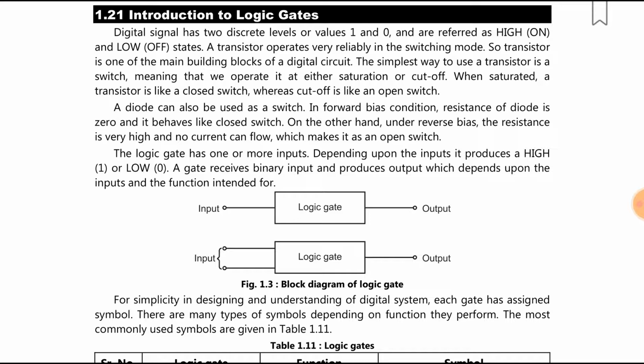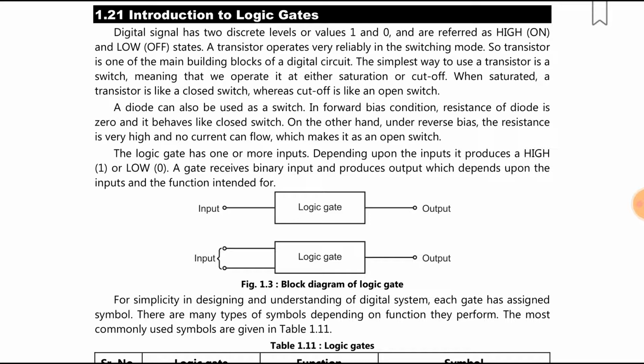A diode can also be used as a switch in forward bias condition. Resistance of diode is 0 and it behaves like a closed switch. On the other hand, under reverse bias, the resistance is very high and so no current can flow through it, which makes it an open switch.